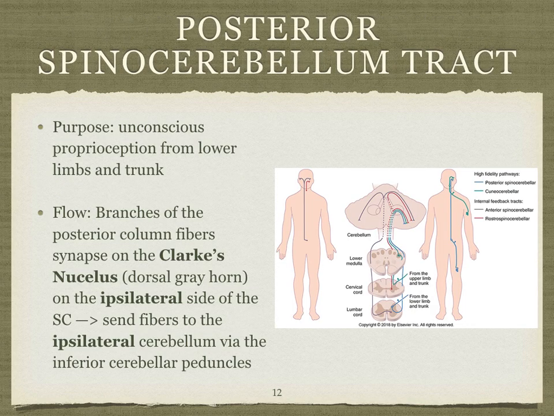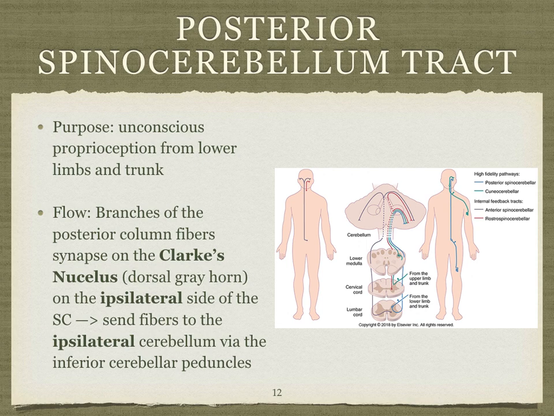So here we're going to talk a little bit about the flow of the spinocerebellar. Since there's not really a 1, 2, 3 type of flow, we're just going to talk about how it flows instead of breaking it down into steps. So the purpose of our posterior spinocerebellar tract is unconscious proprioception from our lower extremities and our trunk.